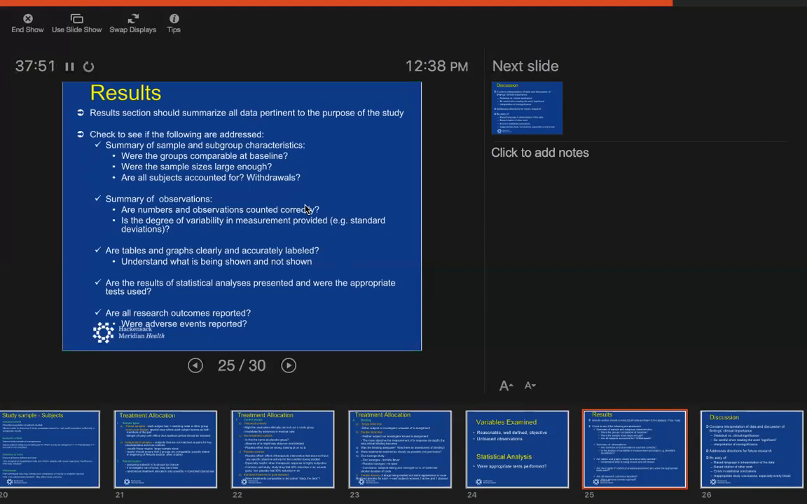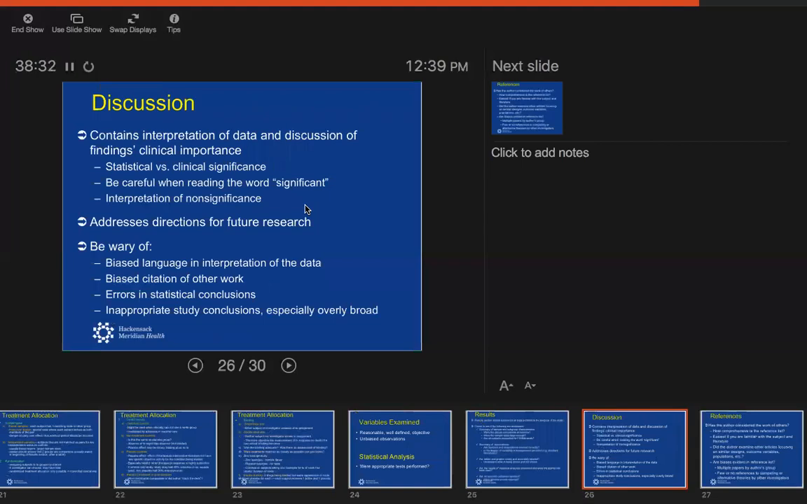If you're looking at tables and graphs, in particular for graphs, there are ways to make things look bigger than they really are. If you magnify a little thing, it looks very prominent and pronounced. So when you're looking at a table, look, did they magnify it? What's the scale? Just to make sure that you're not looking at something and thinking something different than what they're presenting. Are the results of statistical analysis presented, and are they appropriate? Were all the research outcomes reported? And in particular, you want to look at adverse events. You want to see how many people didn't tolerate it and what they tell you about the side effects.